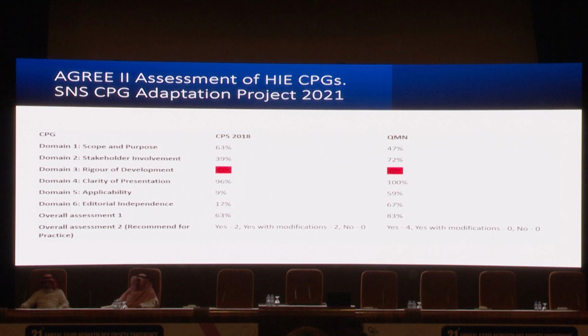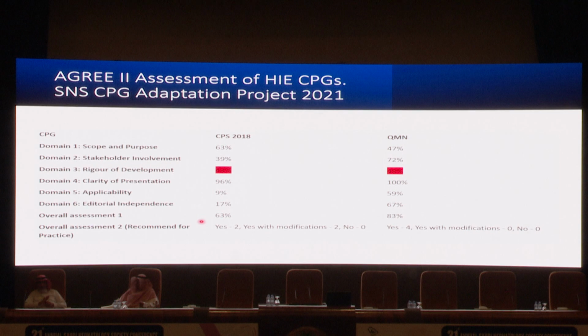So we use AGREE II. This is the Canadian guideline, and this is the Queensland, and this is how we assess different domains. The scope and purpose: how the clinical practice guideline determines its scope and purpose, whether stakeholder involvement is stated or not, and how rigorous the development is. See, both international guidelines have a very low percentage of rigor of development.